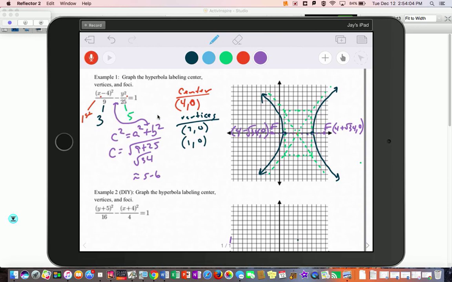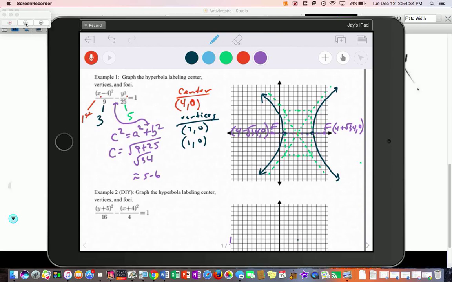So the next one is a DIY. See if you can graph that. All right, so that DIY, you're supposed to be working on that. So let's go take a look at the answer.